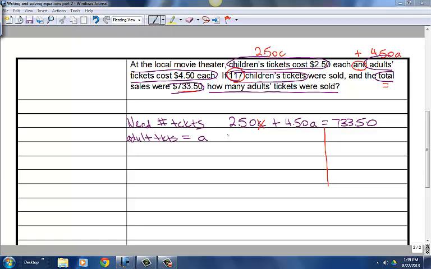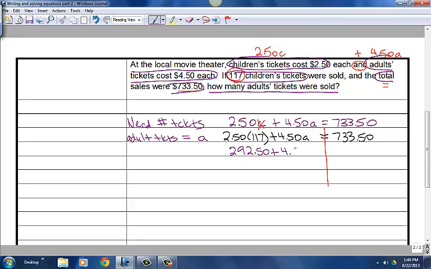If I know how many children's tickets were sold, then I shouldn't be using a variable. So let's change it. 2.50 times 117 tickets would give me the dollar amount that was brought in for children's tickets. I don't know how many adult tickets. Again, that's what the question is asking. So I'm going to bring down all the rest of the information. Now I can start doing the math. 2.50 times 117 is $292.50.